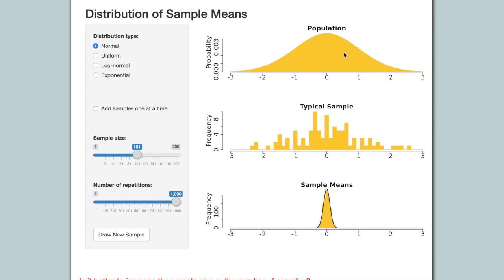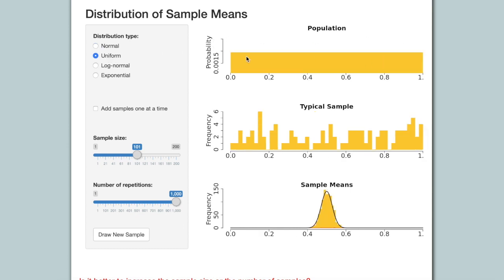So from our population, we took a sample, and the mean from that sample is going to be part of this distribution here. That makes a lot of sense because our population was a normal distribution. But what if we change the distribution of our population to something that's not normal?